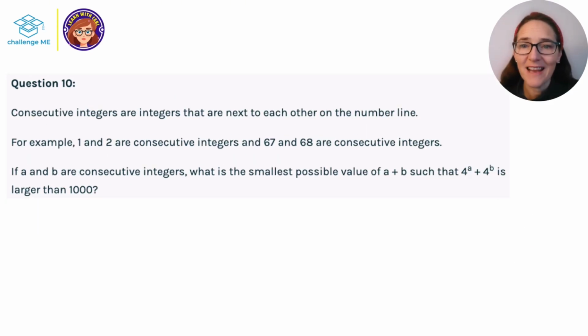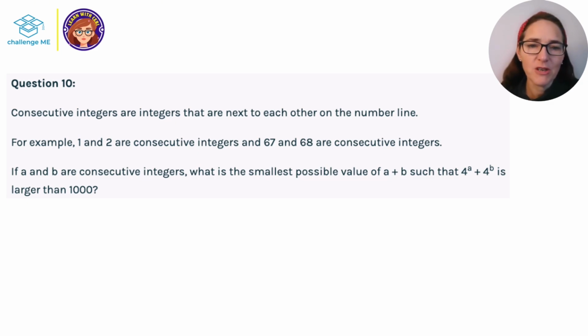So all that's left now is the final question of all of stage 1. Question 10. Consecutive integers are integers that are next to each other on a number line. For example, 1 and 2, 67, 68. I think we might have met consecutive integers just before, haven't we? If A and B are consecutive integers, what's the smallest possible value of A plus B, such that 4 to the power A added to 4 to the power B is larger than 1,000?